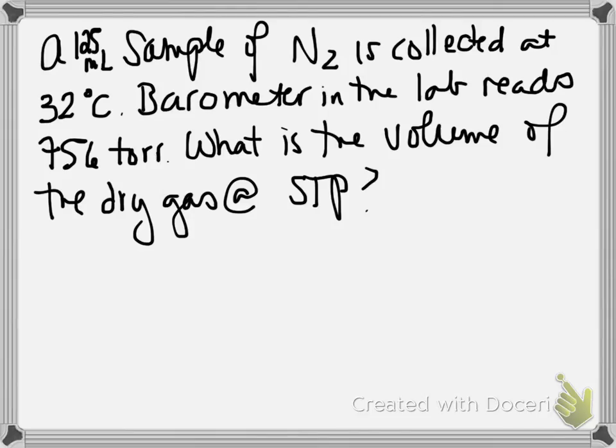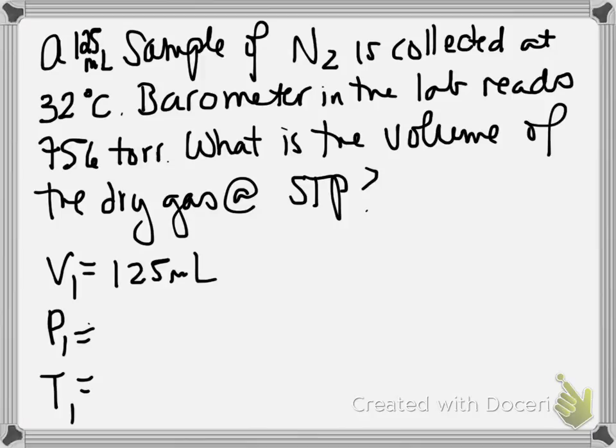Okay, so we have a problem here. We have a 125 milliliter sample of nitrogen collected at 32 degrees Celsius. The barometer in the lab reads 756 on the day of collection. What is the volume of the dry gas at STP? So we've got our initial conditions given in the problem. The volume is 125 milliliters. And the initial temperature is 32 Celsius, which is 305 Kelvin. So we just need to figure out the initial pressure.